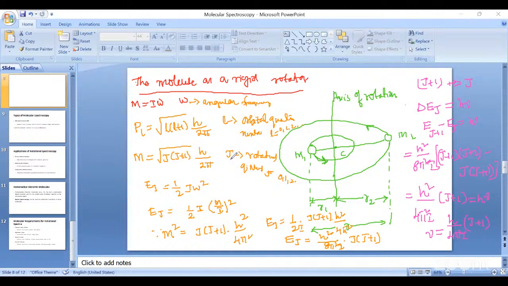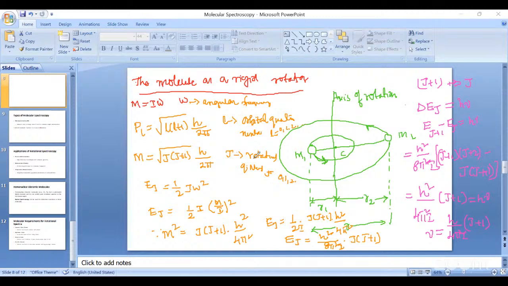So the rotation of the diatomic molecule is equivalent to a single particle of mass which rotates about an axis located at a distance of r. So that I is equal to mu r square, which we have got, is the treatment that involves classical mechanics.